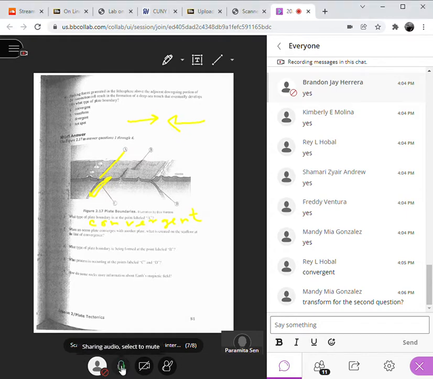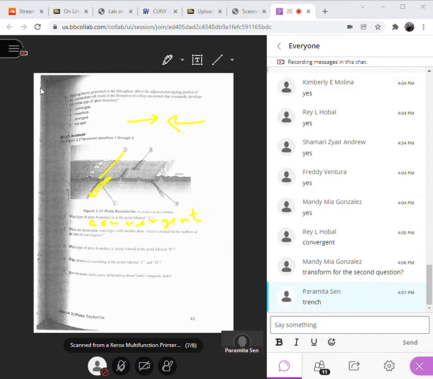When an oceanic plate... trench, trench. The answer is trench. I mentioned that. I don't know how quickly you guys can forget. My God. Trench. And when it is a divergent plate boundary, you see a rift. I said the Mariana Trench in the Pacific Ocean is the deepest trench. So number 2 will be trench.